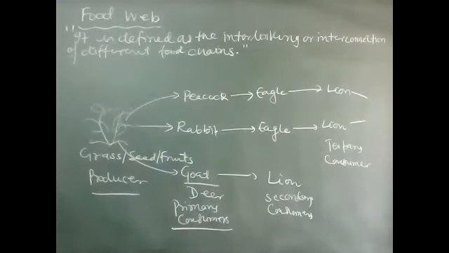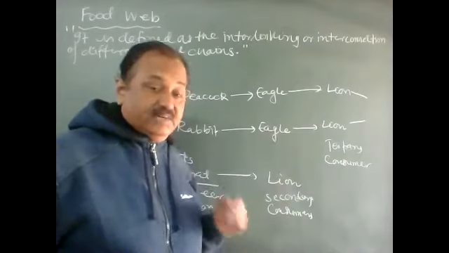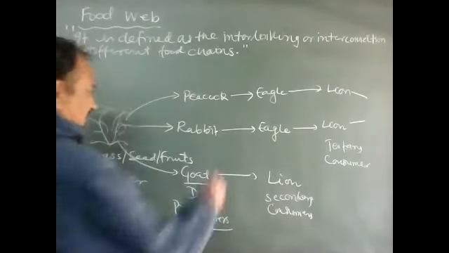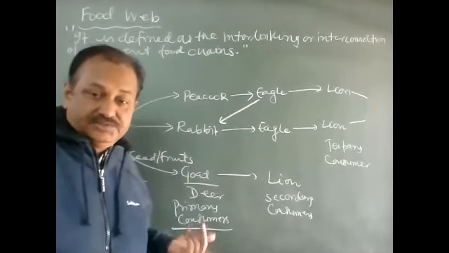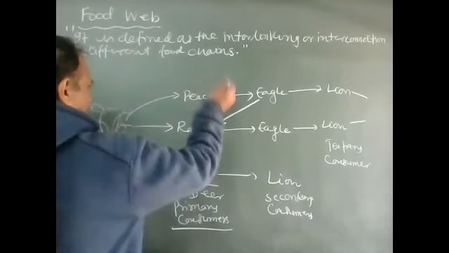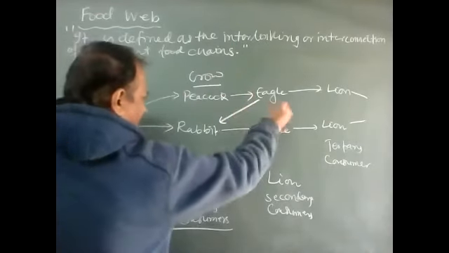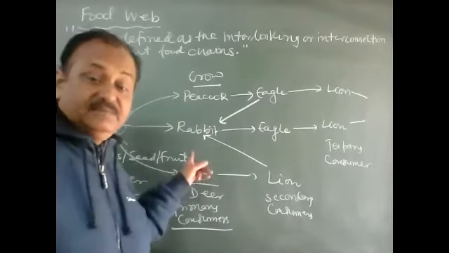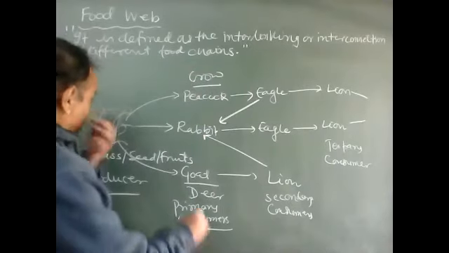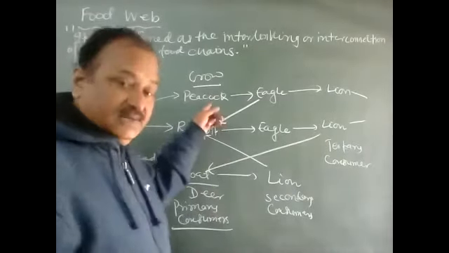Now, children, this eagle, they are at different levels. They are at different levels in a food chain. And here, eagle can eat rabbit. You know this. Similarly, peacock. Here, peacock can be there. You may write crow also. This rabbit can be eaten by lion. So this is the simplest concept. Similarly, goat. Goat can be eaten by the lion. So this is one food chain.